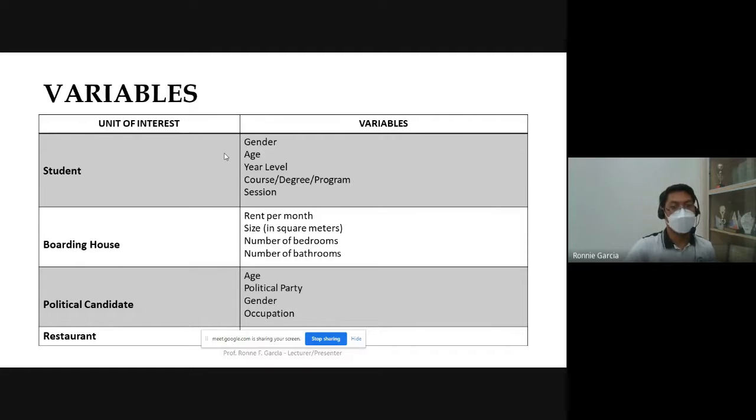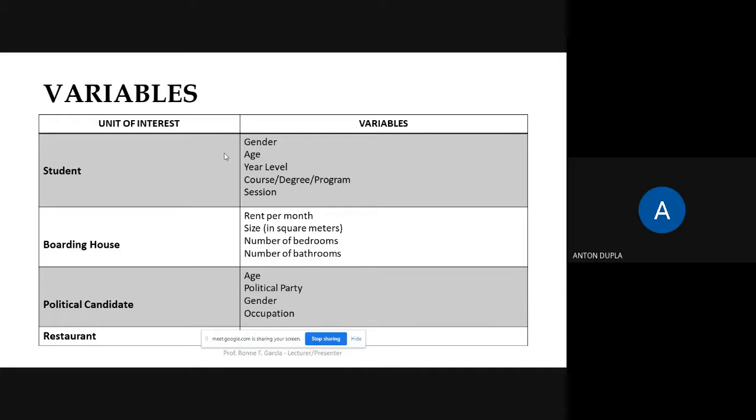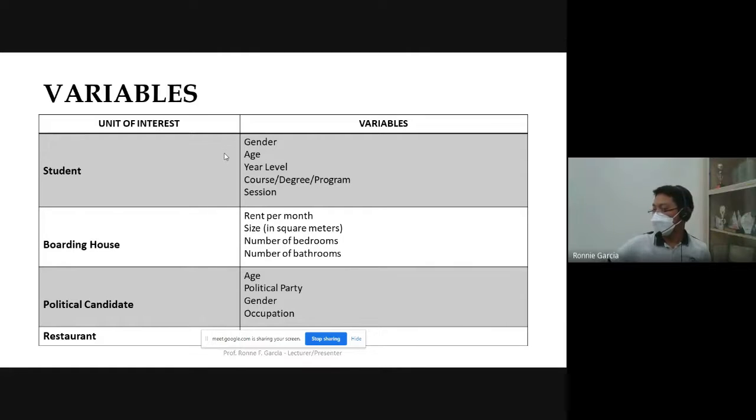Height, sir. Yan na, sir. Pwede, pwede. Very good. So you can have the height. Pwede nimo i-differentiate ang mga estudyante based sa height.